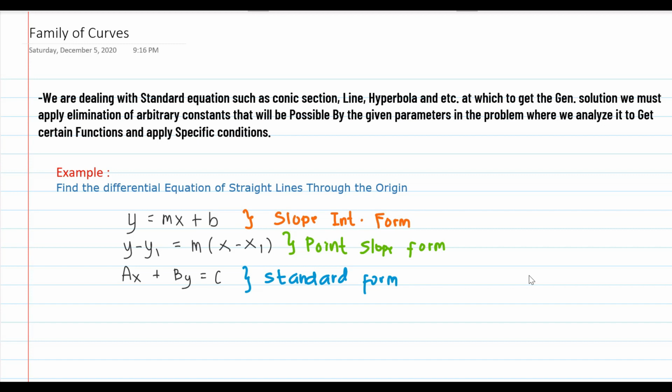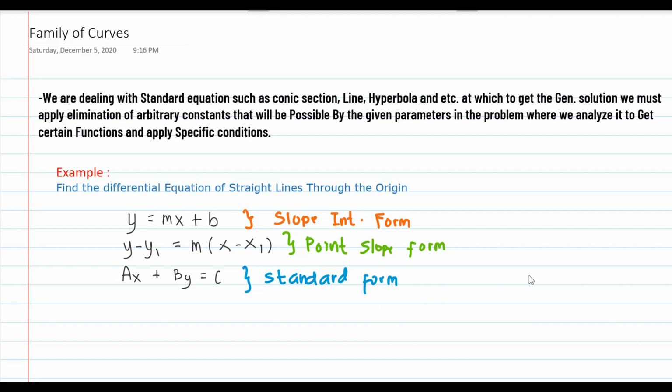And to get the general solution, we must apply the elimination of arbitrary constants that will be possible by the given parameters in the problem itself, where we analyze it to get certain functions and apply specific conditions. So what do I mean when I say we must get certain functions and apply specific condition? For example, find the differential equation of straight lines through the origin.